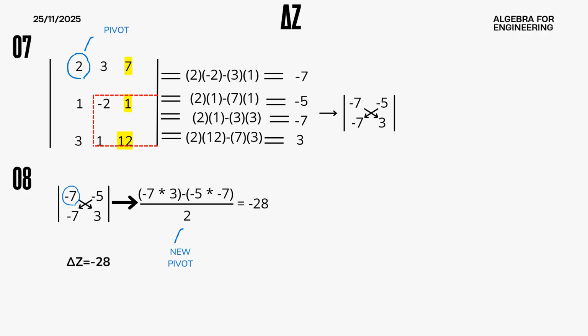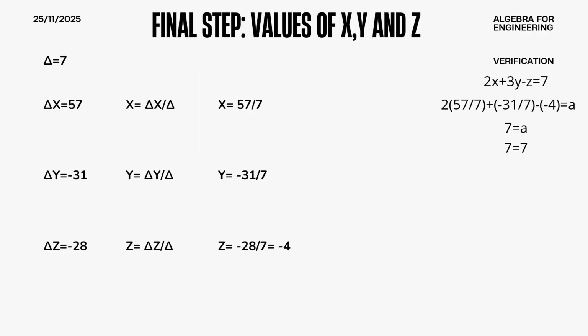Lastly, we can pass to the final step, which is finding the values of x, y, and z, knowing that the original determinant was 7. Now, to find x, the only thing we have to do is to divide the x determinant over the original determinant, so it's 57 over 7, and it has no more simplification, so that's the answer. Also with y, it's minus 31 over 7, no more simplification needed, and for z, the answer will be minus 4 because it's minus 28 over 7.